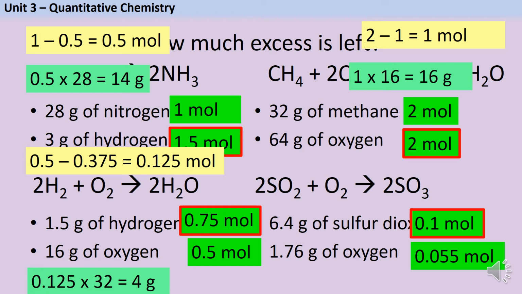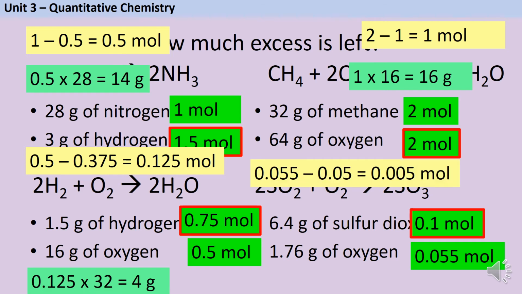And then finally, if we have 0.1 moles of sulfur dioxide, it can react with half that number of moles of oxygen, so 0.05, and that leaves me with an excess of 0.005 moles, and I can then multiply that by 32 to work out that there will be 0.16 grams of oxygen left over.